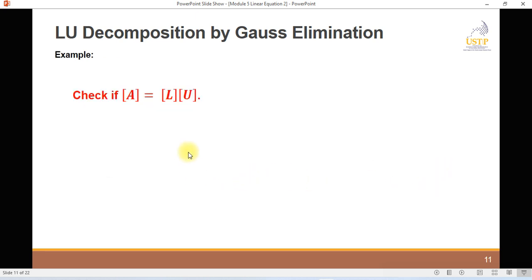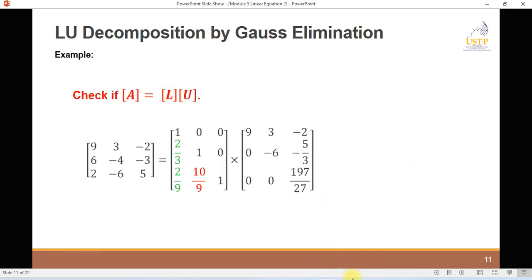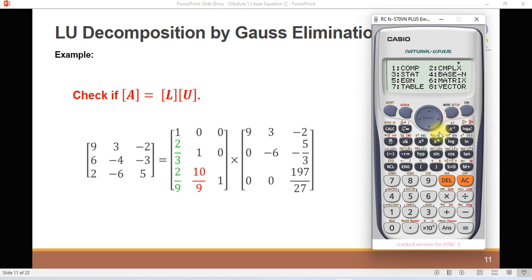So let's check if A is equal to LU. Using the matrix function of our calculator, we will let matrix A be L, being 3 by 3. Sorry, matrix A to be 3 by 3. Then we will input all the values: 1, 0, 0, then 2 over 3, 1, 0, then 2 over 9, 10 over 9, then 1.